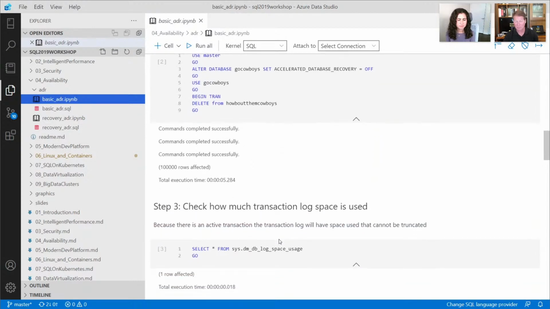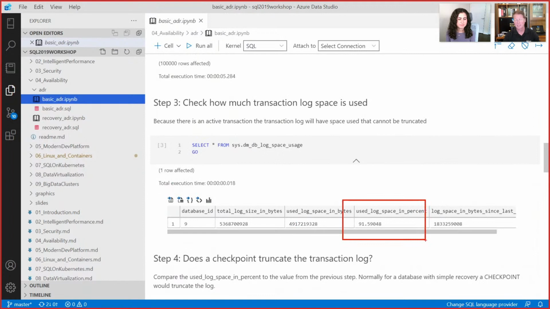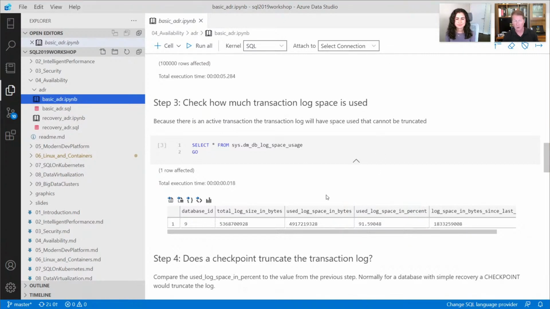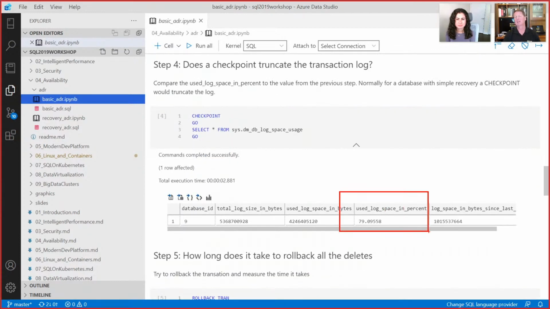One of the things it could do is affect log usage. So you see here, Anna, that the log is used at 91% because it's an active transaction out there. Now, I made this a simple recovery database in SQL Server, and if you did that, normally a manual checkpoint could free up the log. But notice here, it doesn't free up much of the log, and again, it's because I'm using an active transaction.